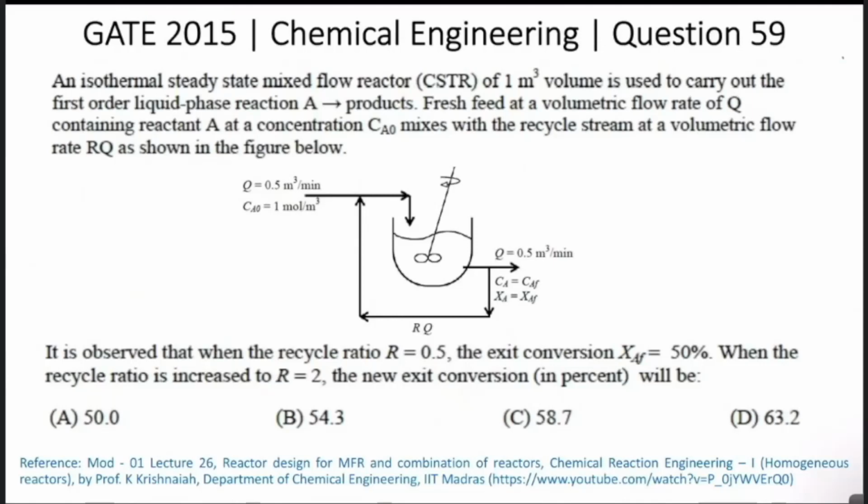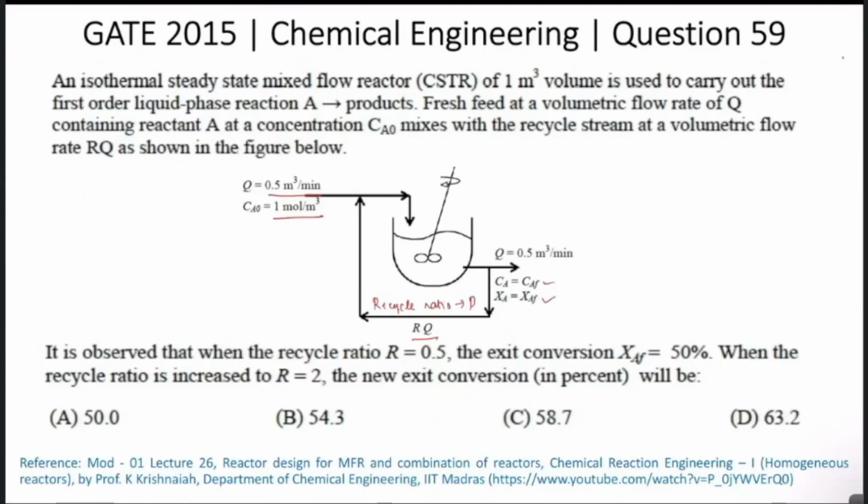So here they have given us a CSTR with recycle. As you can see in this picture, we have an initial flow rate of 0.5 meter cube per minute and initial concentration of 1 mole per meter cube, and this enters a CSTR and the final concentration will be CAF with the final conversion as XAF. And the recycle stream is also given as RQ. That means the recycle ratio is basically R.